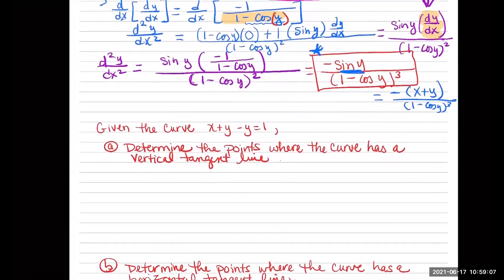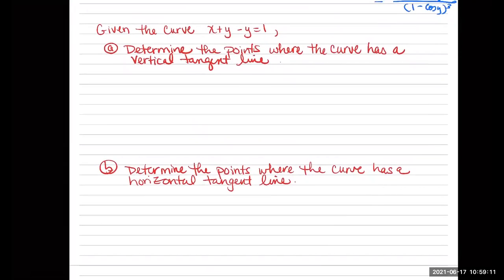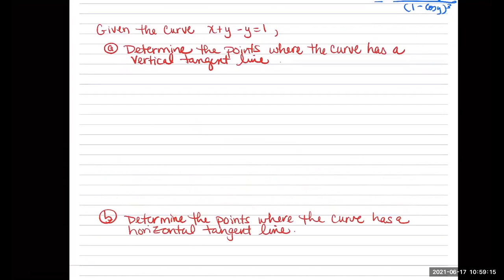So for the next one, we are supposed to determine the points where the curve has a vertical tangent line, and then we are going to determine the points where we have a horizontal tangent line. So we can see the equation of our curve at the top. And if we are going to find out where we have a vertical and horizontal tangent line, then we need to know some information about those. And I know that we've seen this one in class before.